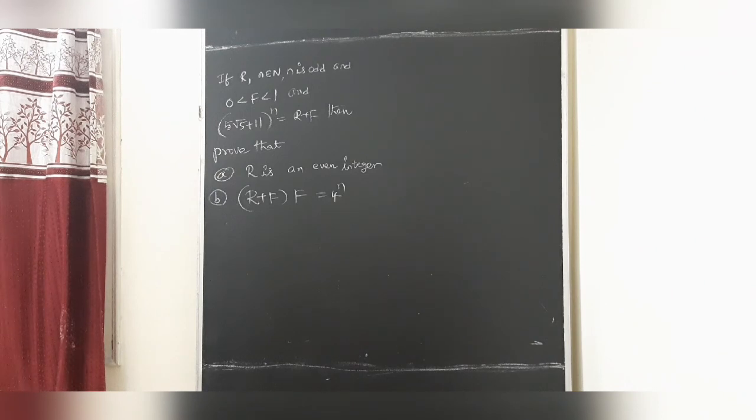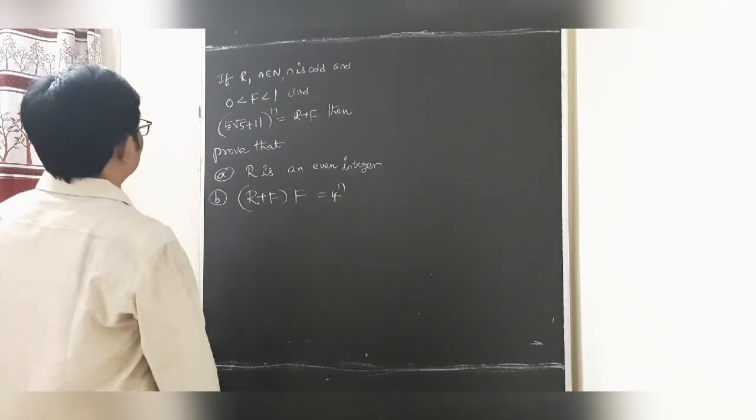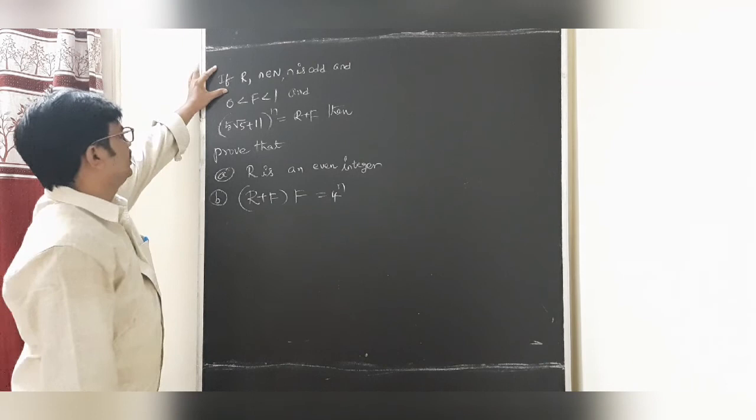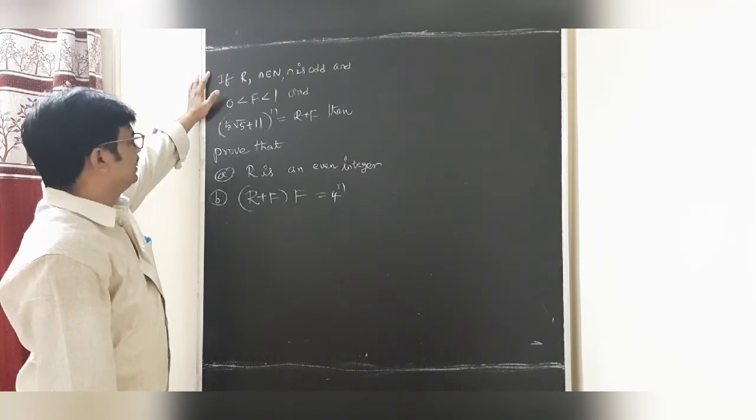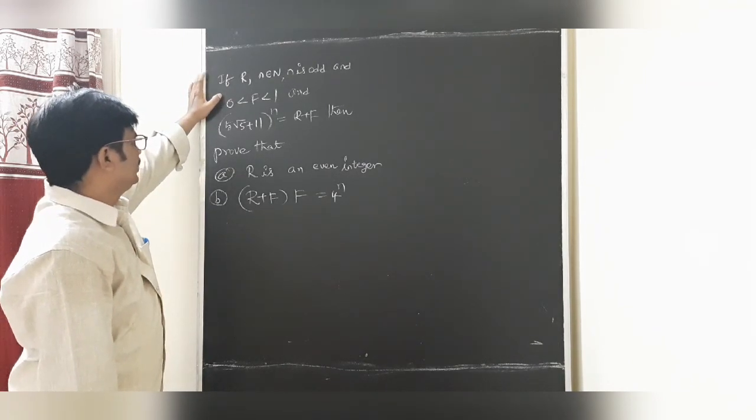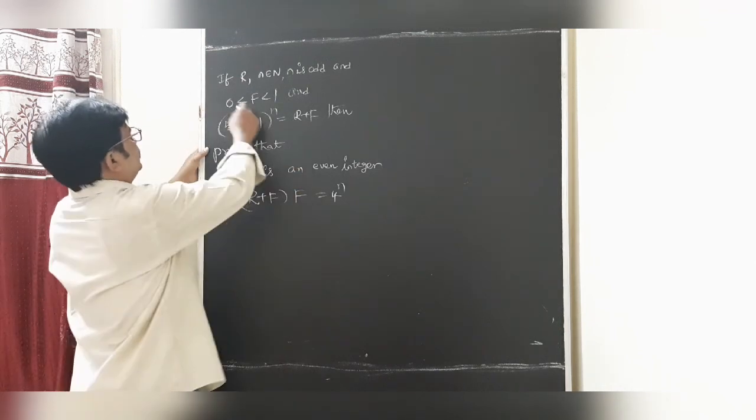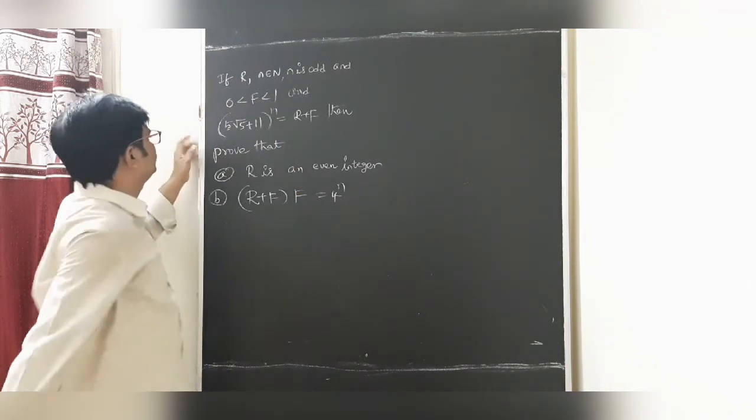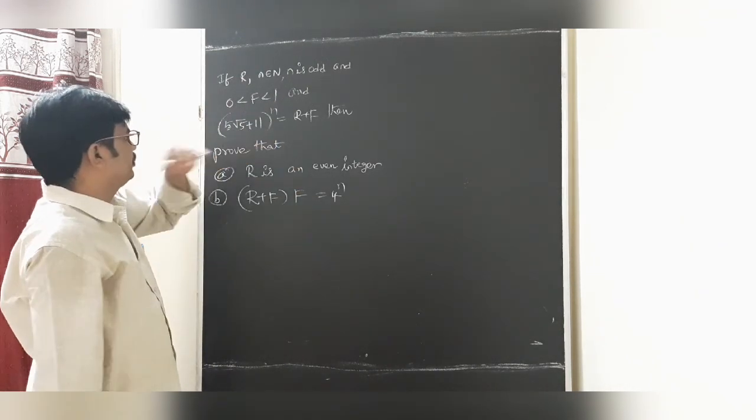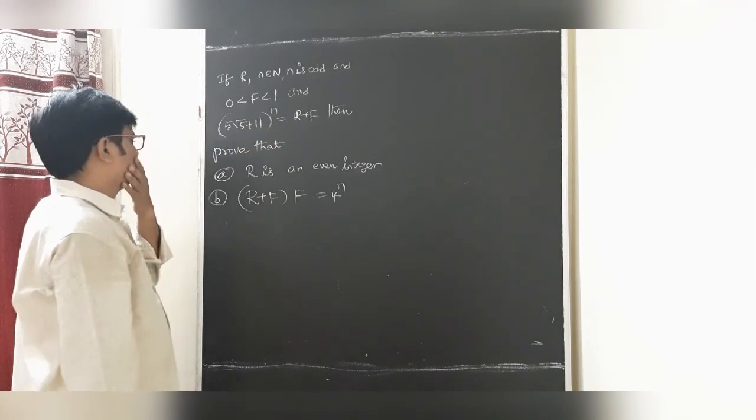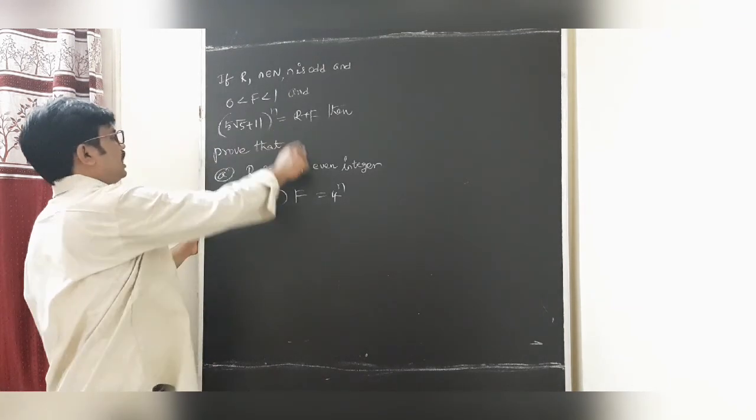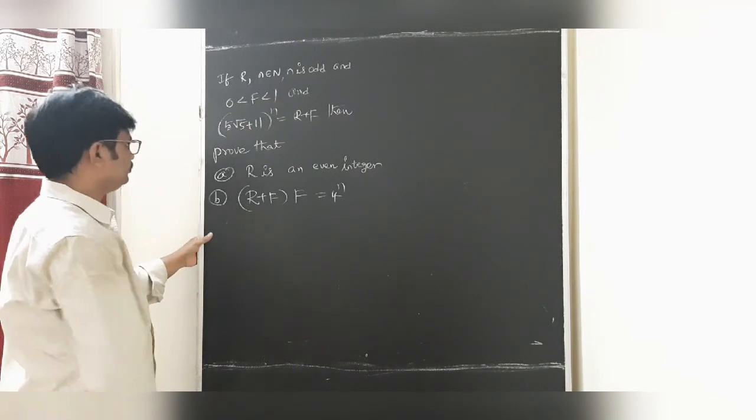Dear students, let r ∈ R and n ∈ N, where n is odd. Undoubtedly, 0 < f < 1 and (5√5 + 11)^n = r + f. Then prove that r is even.